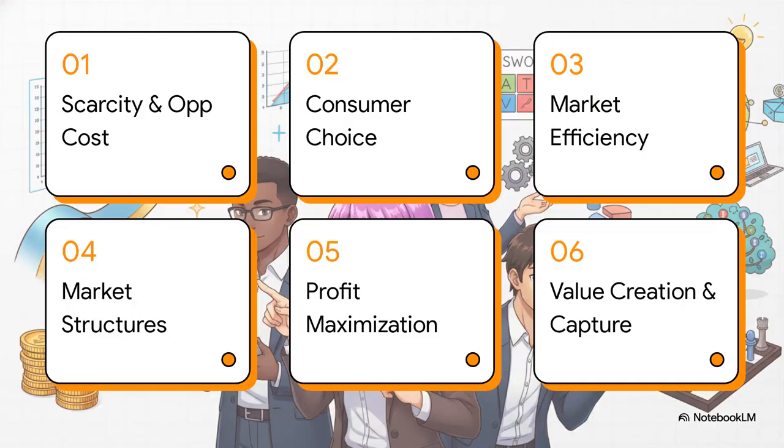Here is our roadmap for today's explainer. First, scarcity and opportunity cost. Then, consumer choice and utility. Third, market efficiency and equilibrium. Fourth, the market structure continuum. Fifth, rules of profit maximization. And finally, value creation and capture. Let's get right into it.